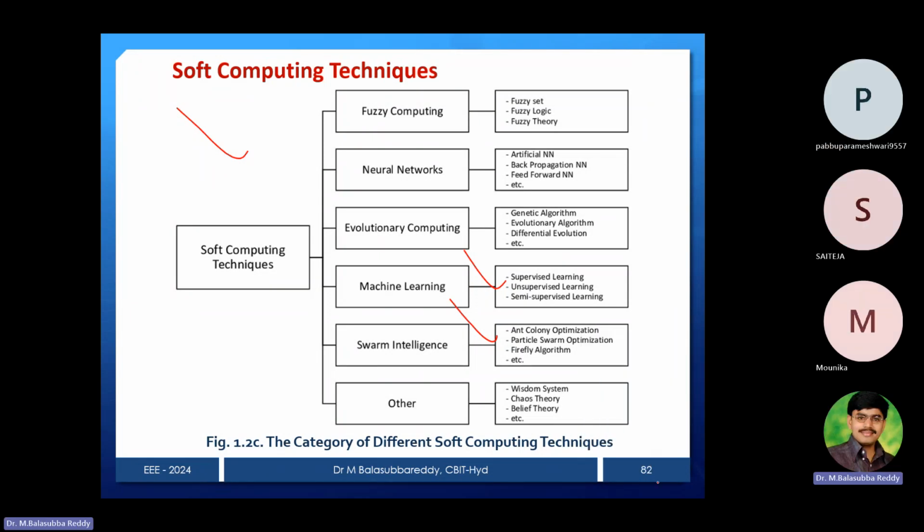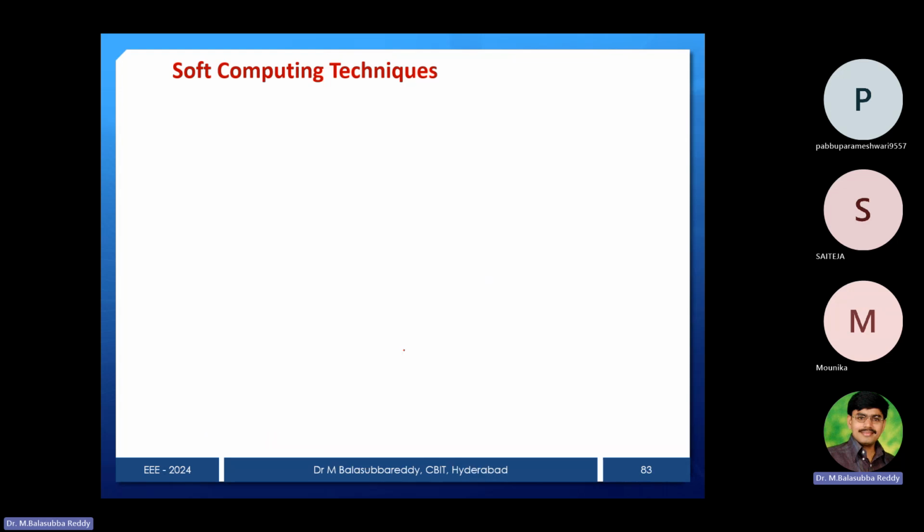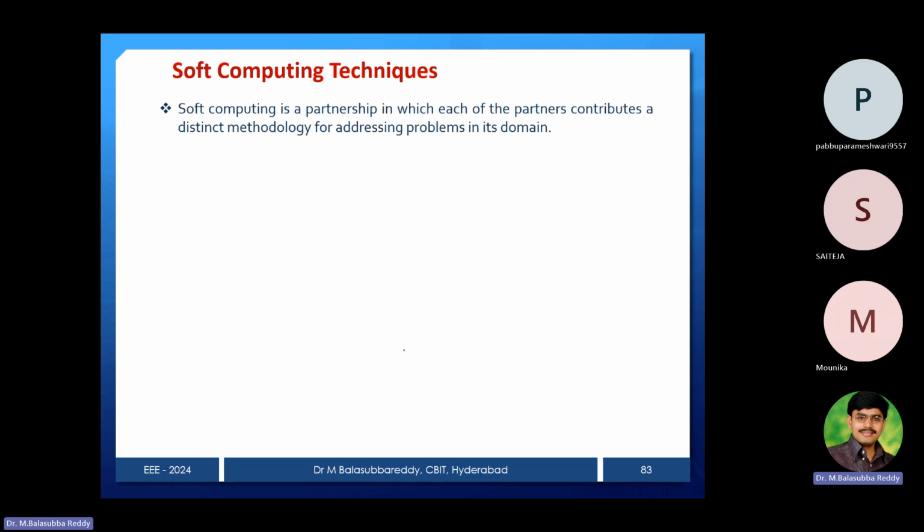So these are some of the computing techniques in soft computing. We broadly classify them as fuzzy, neural, evolutionary, machine learning, and swarm intelligence. These are some major soft computing techniques. Now we'll see there are different kinds of classifications.